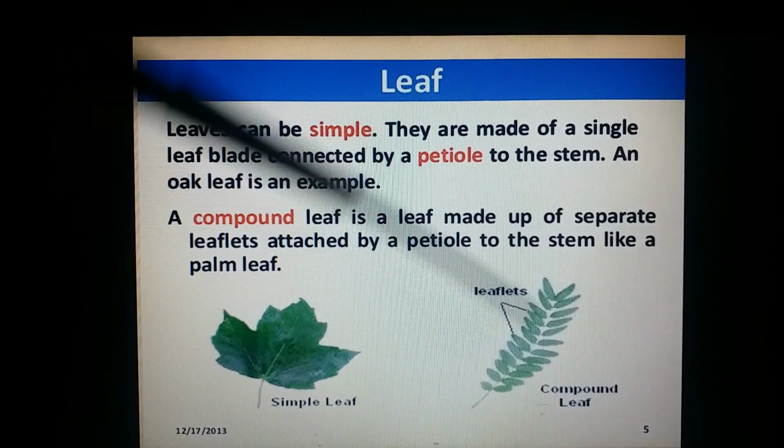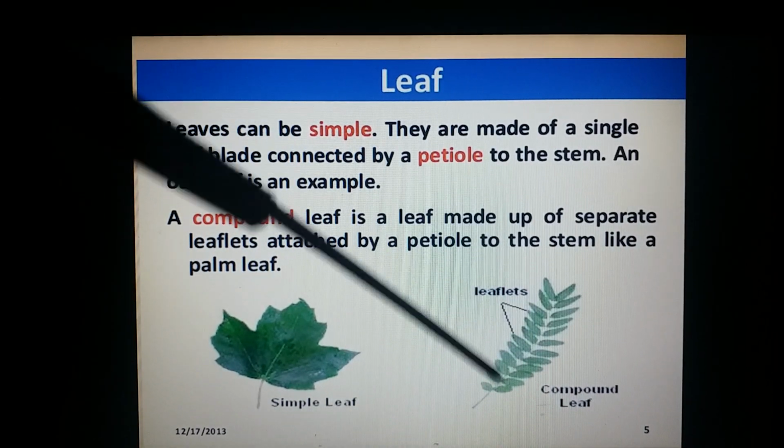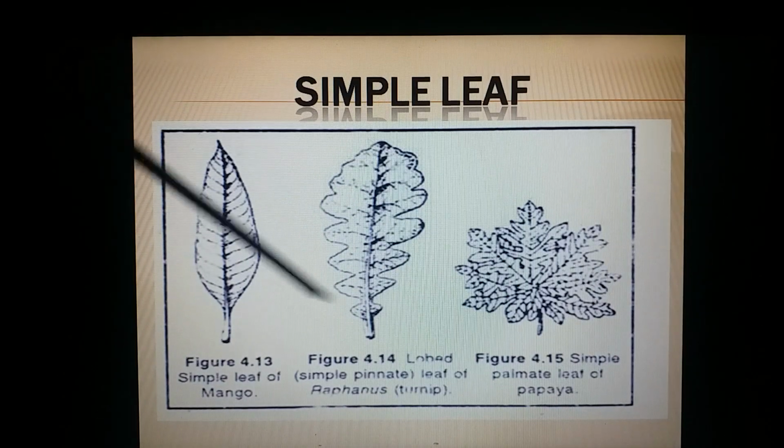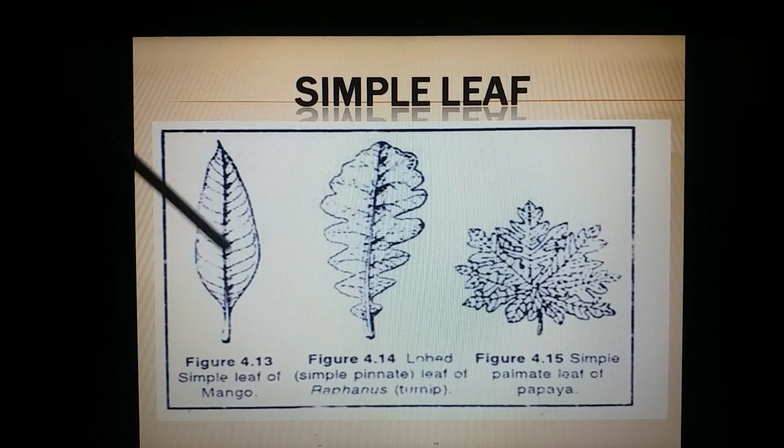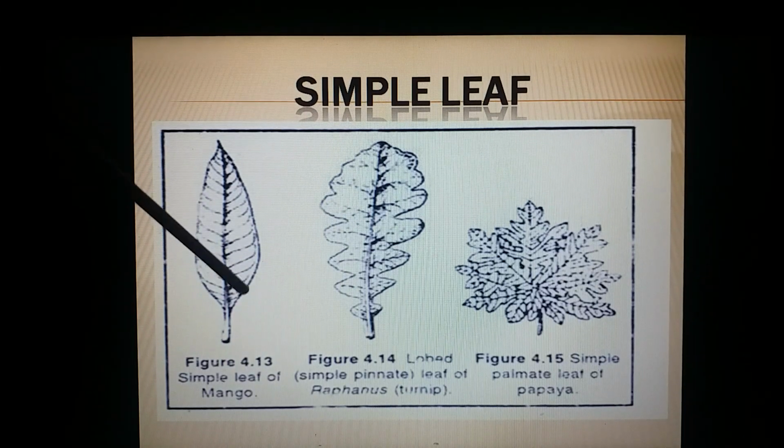If the leaf lamina is dissected into small fragments, it is called a compound leaf. Here it is a simple leaf. The leaf lamina is not at all dissected. It's a simple leaf where it is not at all lobed. The best examples are mango or some hibiscus members.